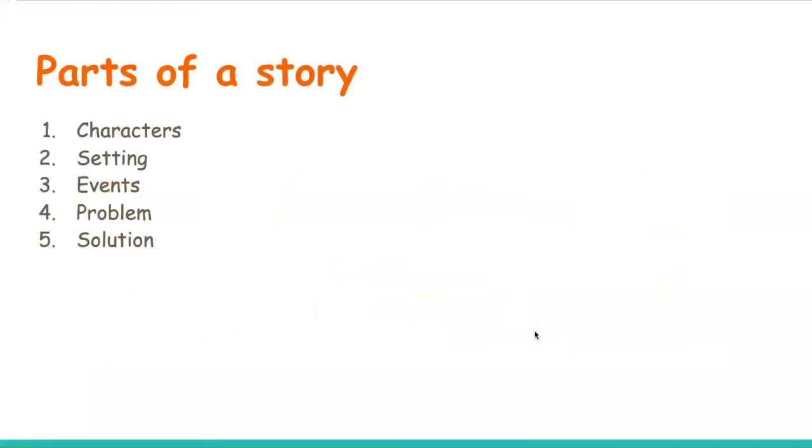So let's review the parts of a story real quick. First, we have the characters. The characters are the people or animals in a story. Next, we have setting. The setting is where a story takes place. And third, we have the events. What happens in the beginning of the story, the middle of the story, and the end of the story?